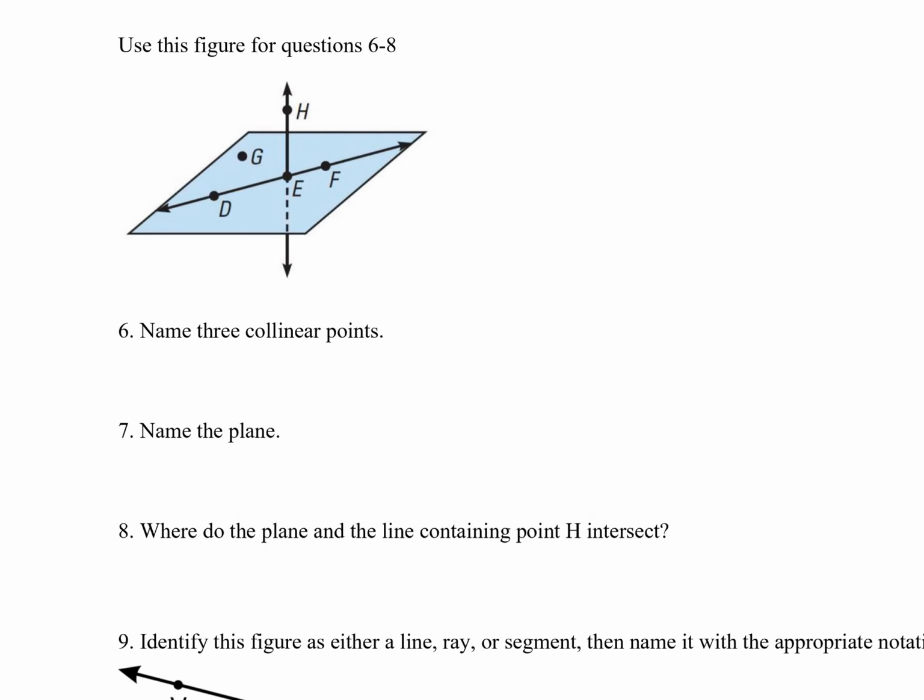Number 6 is name 3 collinear points. Collinear, they have to be on the same line. So that would be your DEF. Name the plane. When we name a plane, we have to have 3 points that are not collinear. Any 3, you would have to include G, because that's the only point there that's not collinear with D, E, and F. So you could say this is plane DEG.